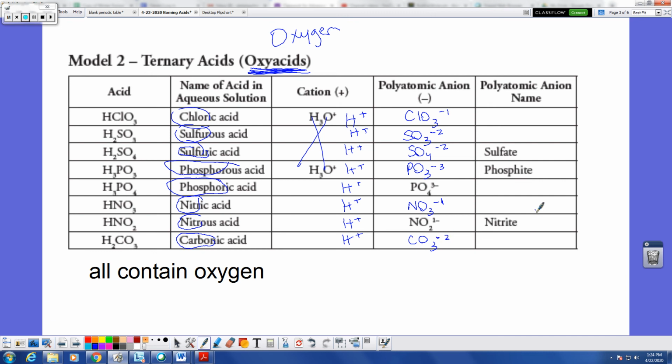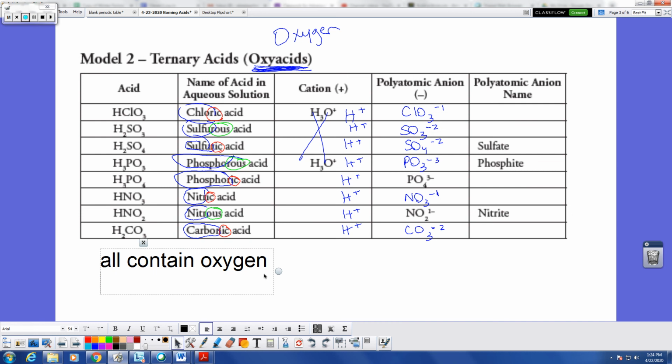Now, if you notice, when we look at our endings, we have 2 endings. We have ic, ic, ic, ic, ic, and then we have ous, ous, ous. So let me come back down here. This and this. And if you remember when we did transformation of polyatomic ions, we had ate ions and we had ite ions.